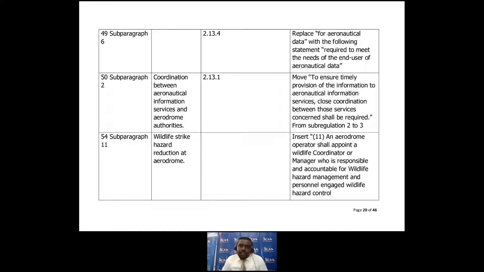And then on regulation 54, sub-paragraph 11, on wildlife strike hazard reduction at aerodromes, that sub-paragraph 11 was introduced. An aerodrome operator shall appoint a wildlife coordinator or manager who is responsible and accountable for wildlife hazard management and personnel engaged in wildlife hazard control.